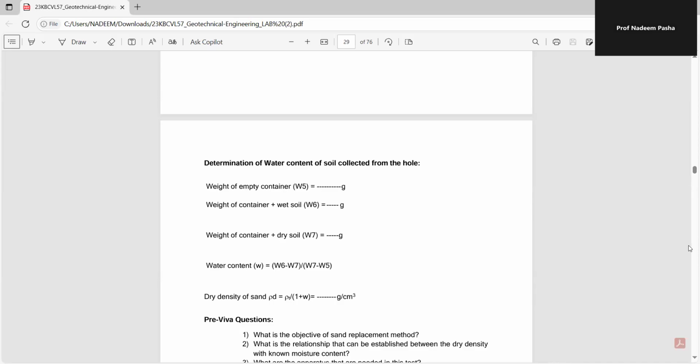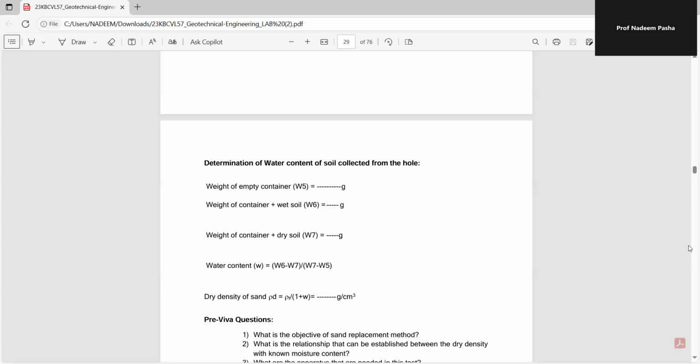Next, the weight of container plus wet soil is taken as W6 gram. Next, the weight of container plus dry soil is known as W7 gram. Water content w is equal to (W6 minus W7) divided by (W7 minus W5). So the dry density rho d comes out to be rho t divided by 1 plus w, in gram per centimeter cube.